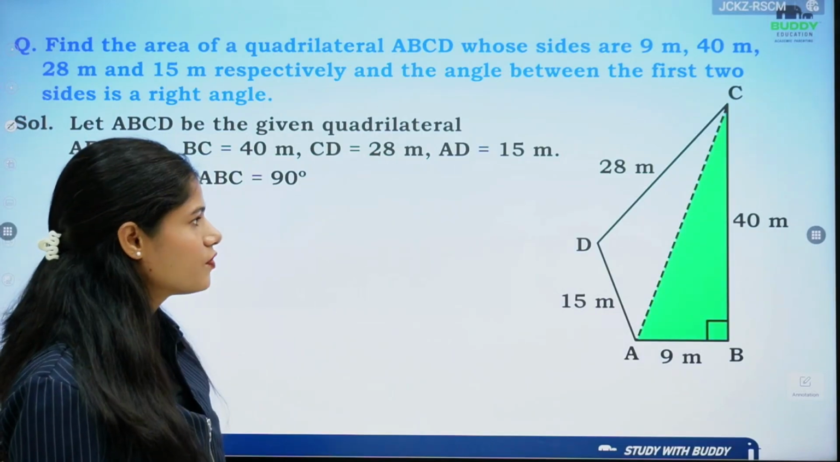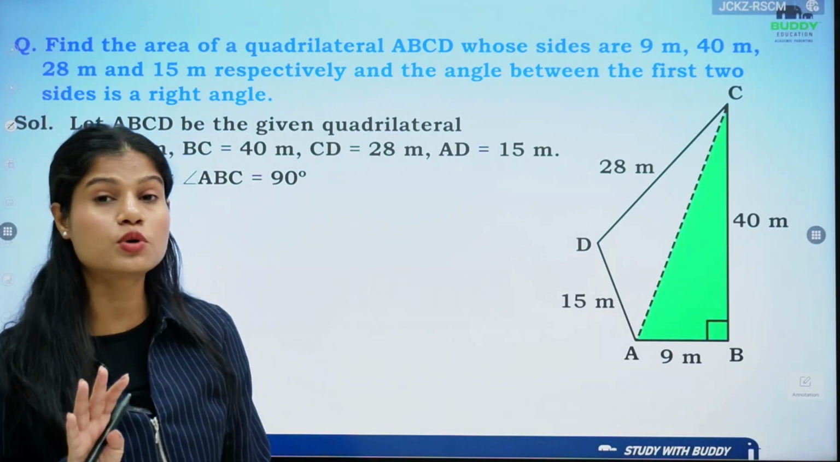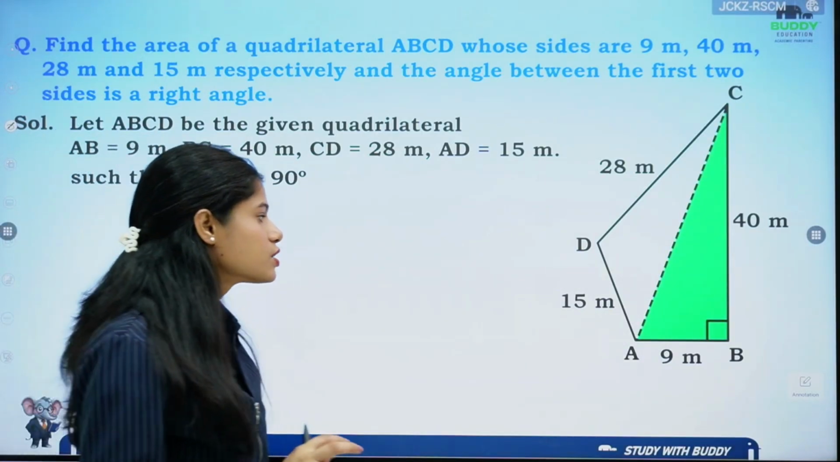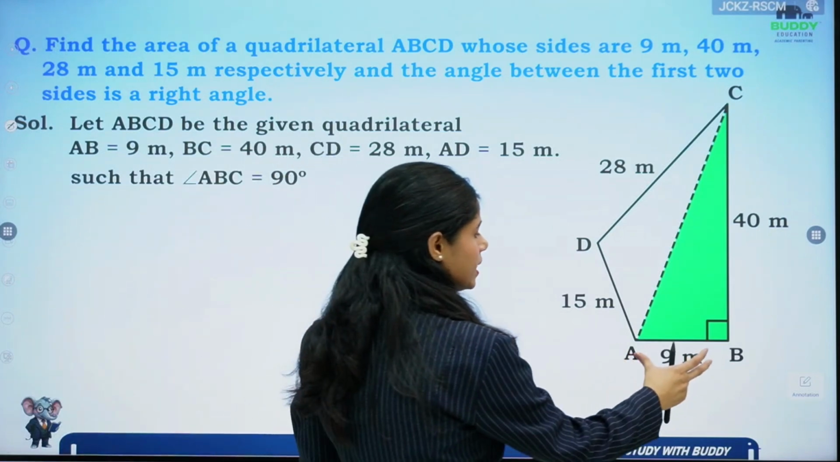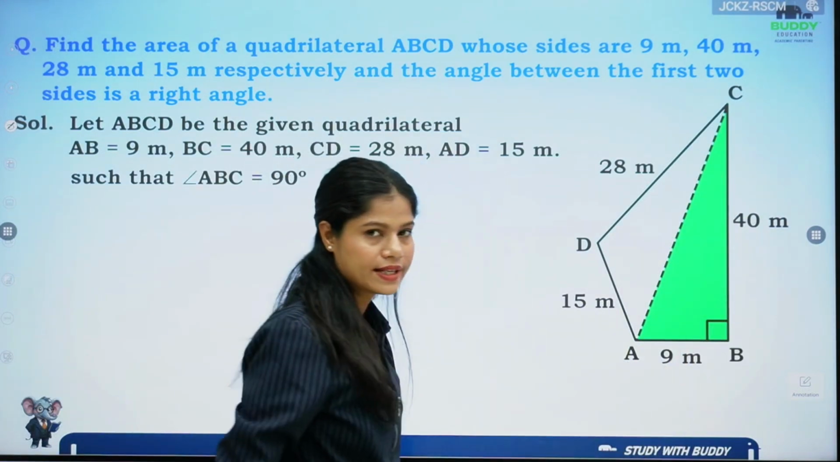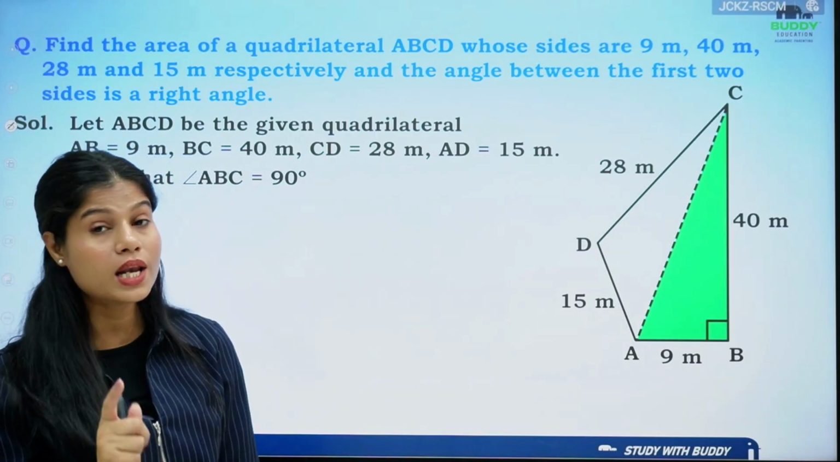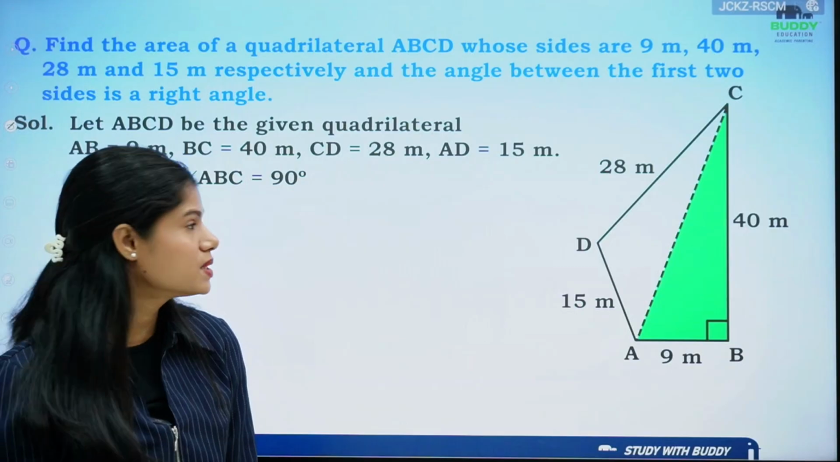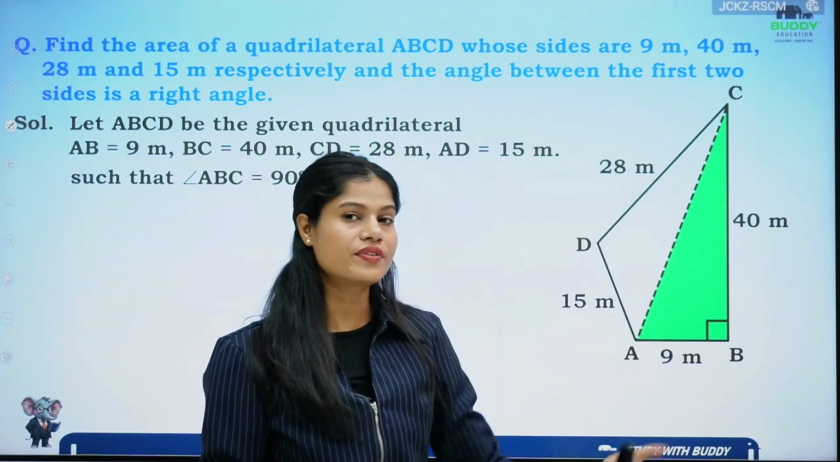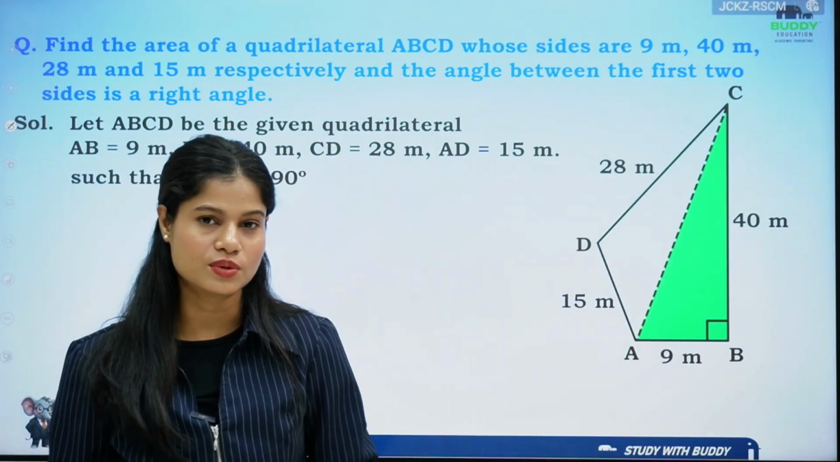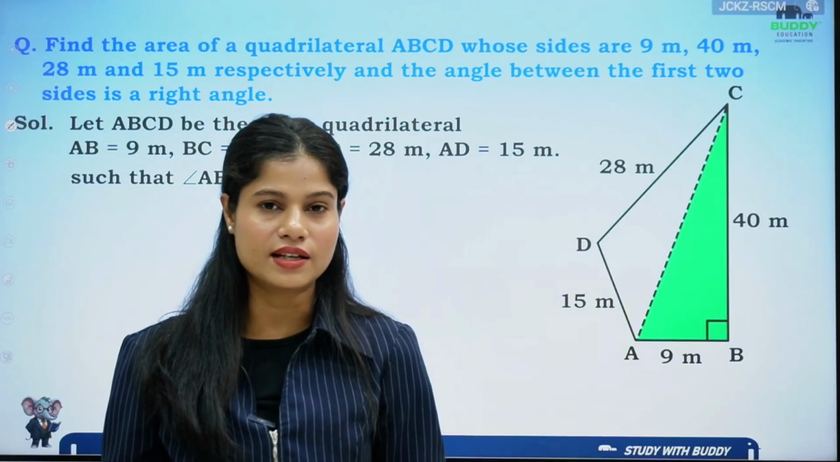Okay, so this is the first portion, and you can see this green portion is a right angle triangle. So the area is certainly half base into its height, which is very easy. And for the second one, we have to use Heron's formula, but you can see one piece of information is missing again, which is the length of AC.